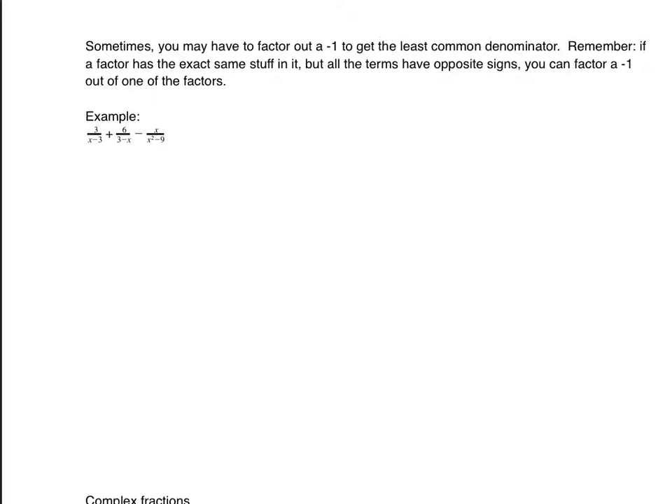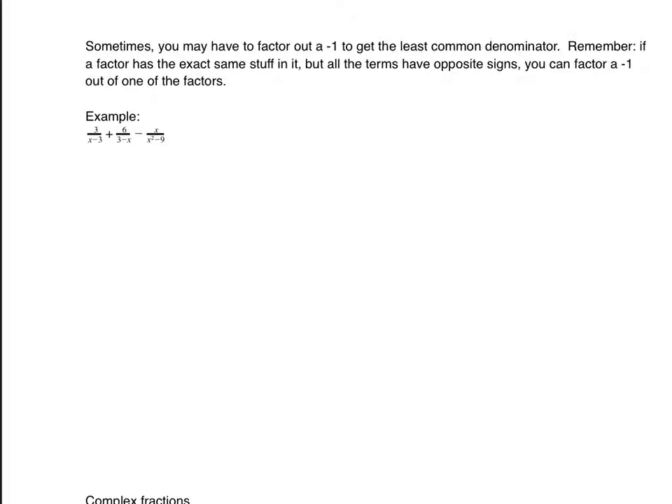All right, so let's talk about the last page of the guided notes. So remember when we were talking about multiplying and dividing, we talked about the fact that there are times you can factor out a -1 if you have two factors that look exactly the same, but all the signs are switched. Same thing happens here when you're trying to find an LCD with the pool method.